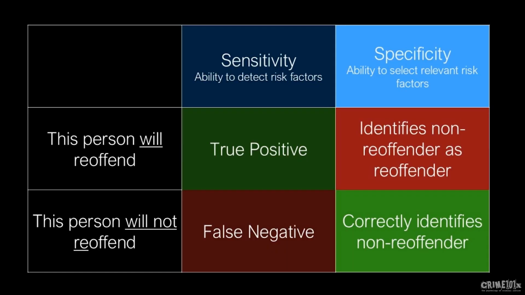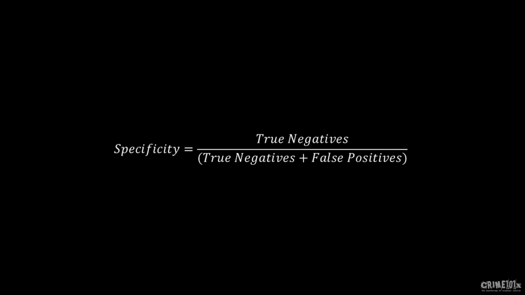Specificity, on the other hand, is how likely a tool is to identify someone who is likely to not reoffend. This is calculated by dividing the number of true negatives by the number of true negatives and false positives. Essentially, sensitivity is about capturing true risk, while specificity is about avoiding false alarms.